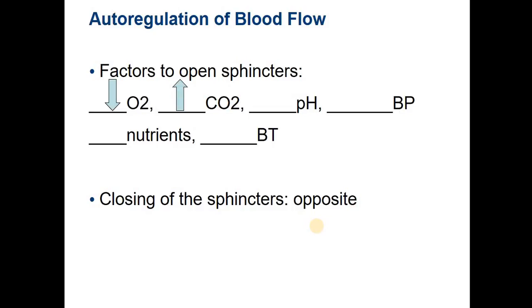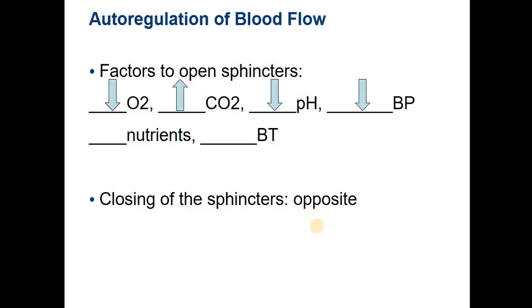If carbon dioxide levels are increased, this is going to open it because carbon dioxide is considered waste and you want to get that out of the tissues. So it's going to open up the sphincters to get it out. If pH levels are low, it's going to open it up because remember, this is in the blood. If pH is too low, you don't want it to get too acidic. Blood is alkaline, if you remember from chapter 17.